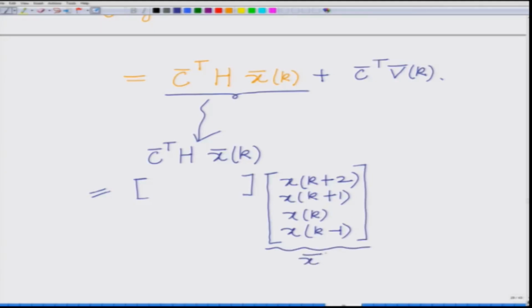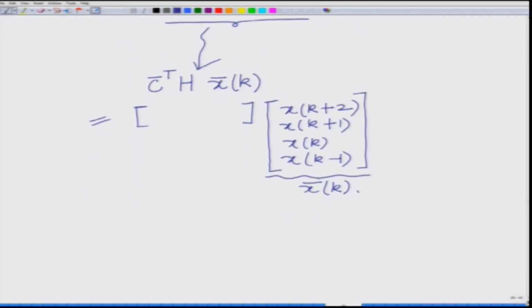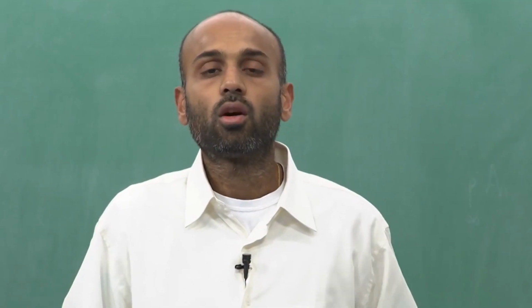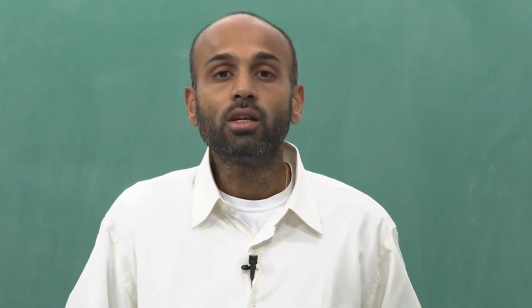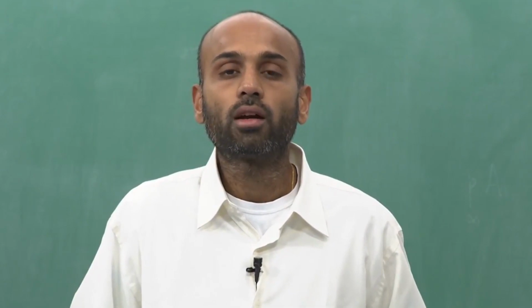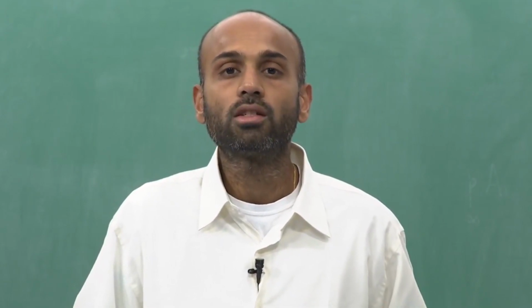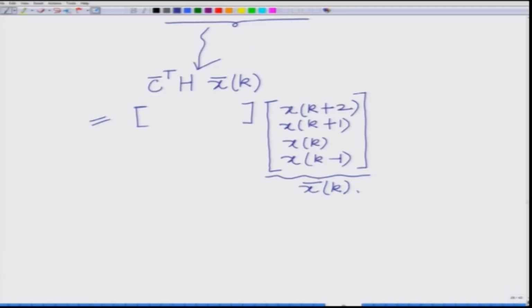This is basically your x bar of k. So, I can write C bar transpose h x bar of k as some row vector times the column vector x bar k. Now, the question is, what should this row vector be? What should this row vector C bar transpose h be?